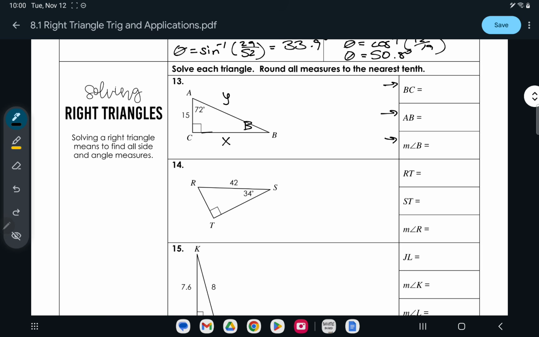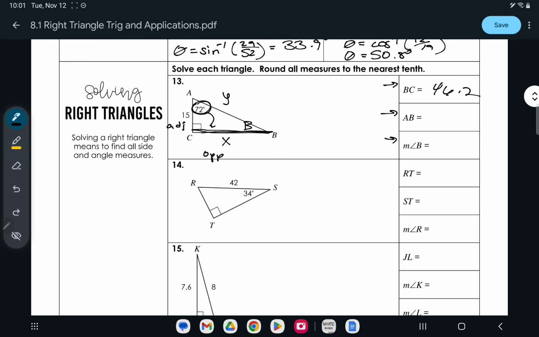So to find BC, I'm going to use what I already have. So I know this angle. So this is going to be opposite and adjacent. So I'm going to use tangent 72 is opposite over adjacent. So X equals 15 times tangent 72, which equals 46.2.